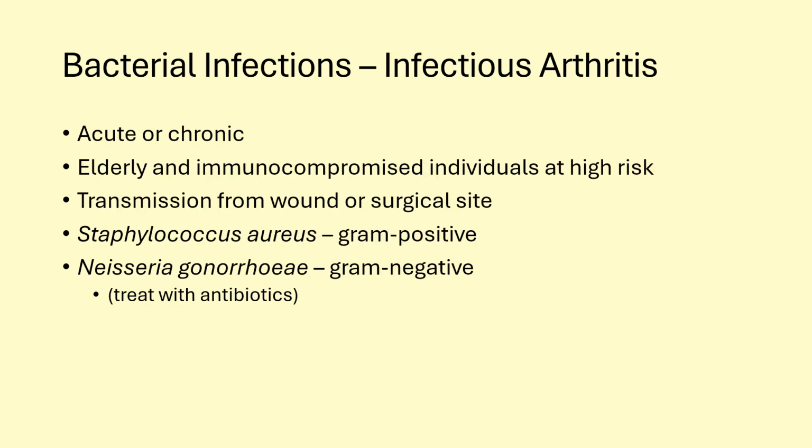Infectious arthritis. This can either be acute or chronic. Remember, acute is going to be short-term, chronic is long-term. Your elderly and immunocompromised individuals will be at higher risk. Transmission typically is from a wound or a surgical site. Staphylococcus aureus is gram-positive. That's one of the causative agents. Another causative agent is Neisseria gonorrhoeae, which is a gram-negative. Both of these can be treated with antibiotics.